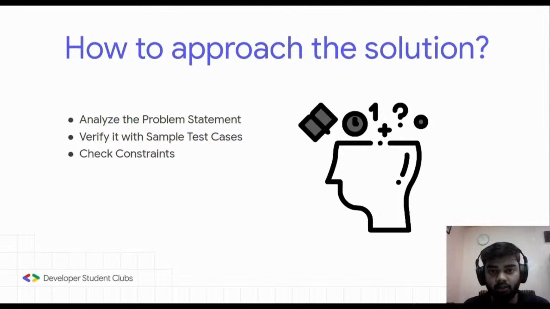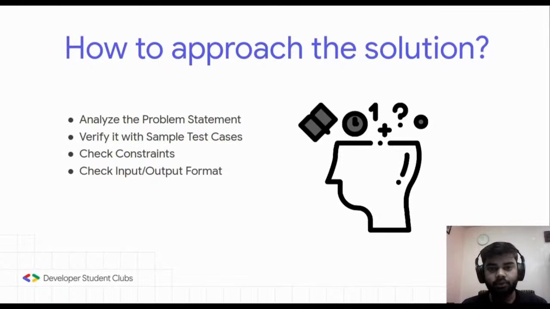Check constraints. Checking constraints is a very important step. Most of us make a mistake by not checking constraints and directly trying to solve the problem. But it's not a correct approach because, as we know, there are many solutions to one particular problem, but we need to give a solution which is efficient enough to go with the given constraints.